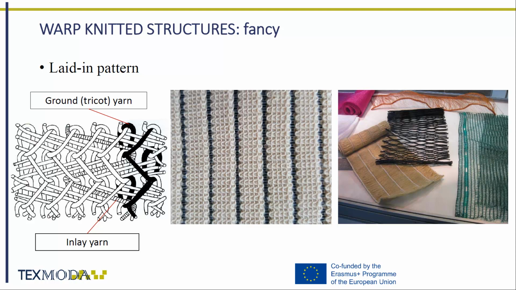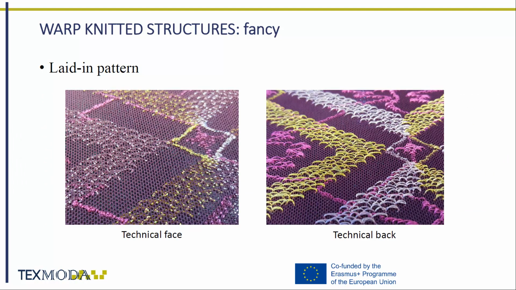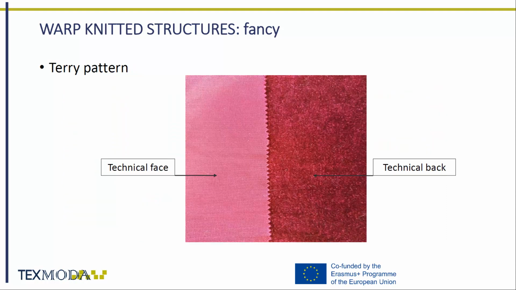Laid-in warp knitted fabrics are widely used for functional and technical applications. Warp fabrics knitted in laid-in pattern also are used for clothing and home textile. The technical backside of such fabric usually is much more attractive than the technical face. Terry pattern is knitted by laying at least two yarns, ground and terry. If terry loops are ripped up, the surface of the fabric technical back becomes pile.